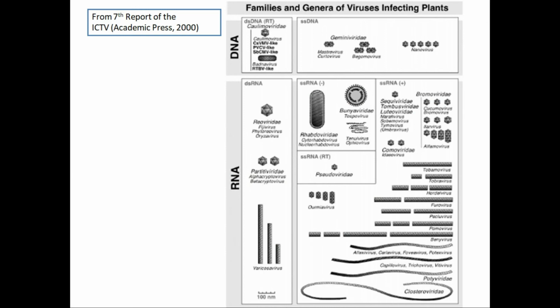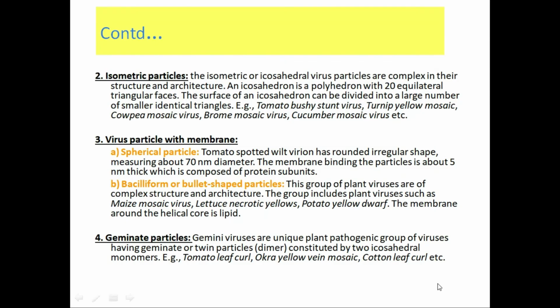Isometric particles. These isometric or icosahedral virus particles are complex in their structure. An icosahedron is a polyhedron with 20 equilateral triangular faces. So we have isometric particles like tomato bushy stunt virus, turnip yellow mosaic, cowpea mosaic, brome mosaic, cucumber mosaic. So they all have isometric particles.